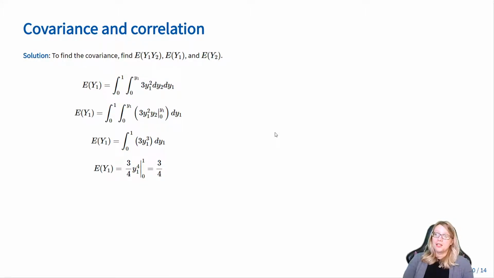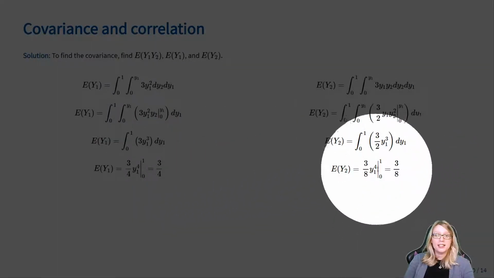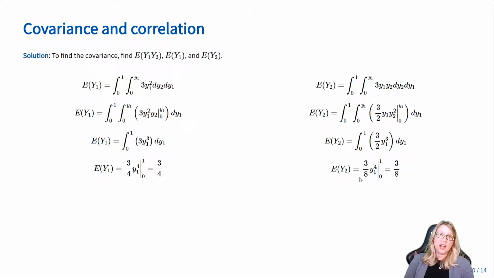Now we'll find the expected value of y1 and y2 alone in a similar way. So the expected value of y1 is 3/4. Similarly, the expected value of y2 is 3/8, or half of y1. So then our covariance becomes 3/10 minus 3/4 times 3/8, which is 0.01875. So this is our covariance.